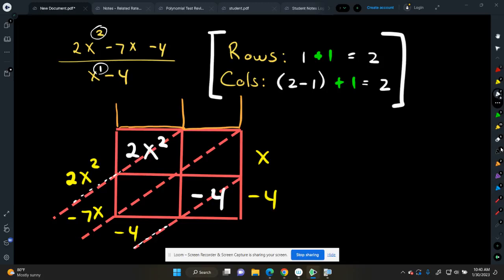2x times negative 4, right? We do the column times the row.